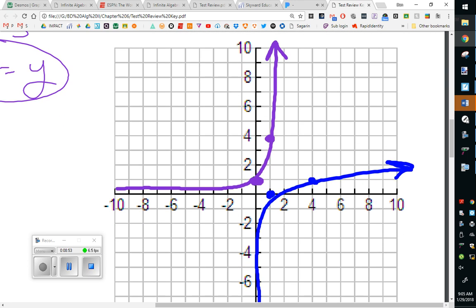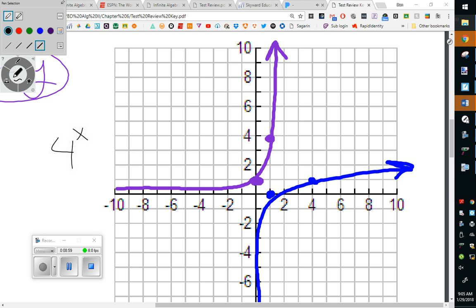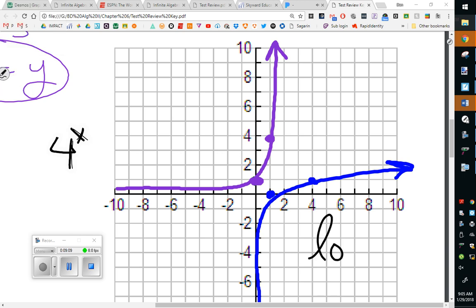Number 6, this purple line is 4 to the x power. Remember, they always pretty much look the same. Don't get too creative. It's always close to that line but not touching, taking off, and then exploding through the top. Then the blue line is the inverse of that, log base 4 of x. Remember, you're just taking the points and flipping them. So that point right there is 0, 1. So I graphed 1, 0.